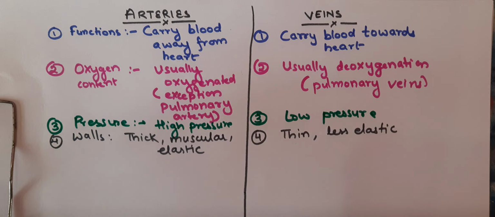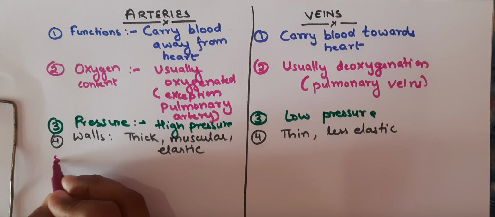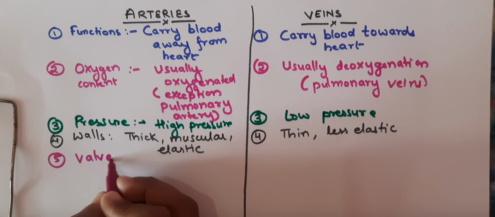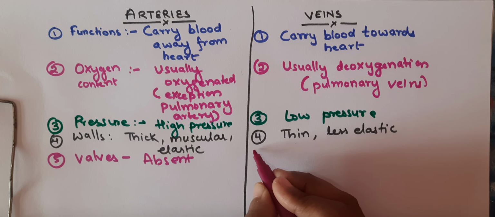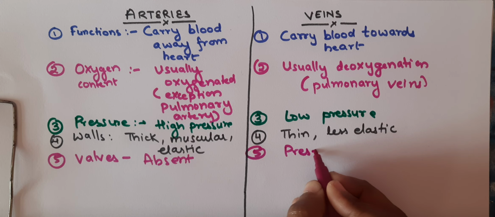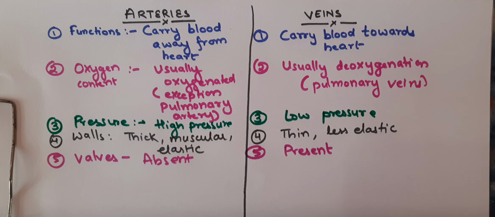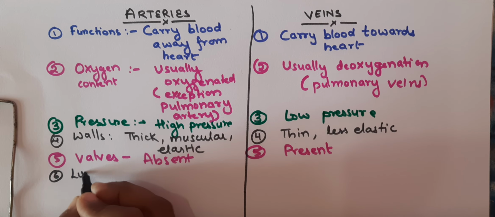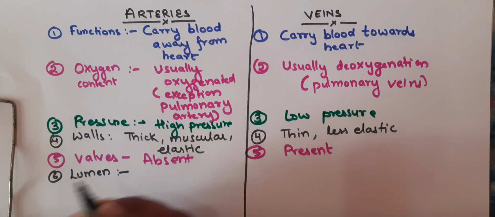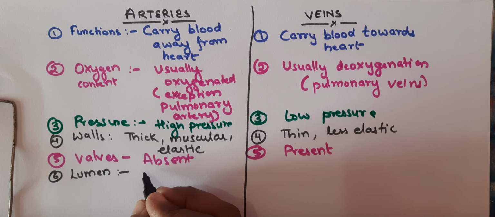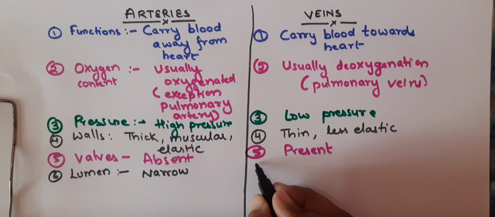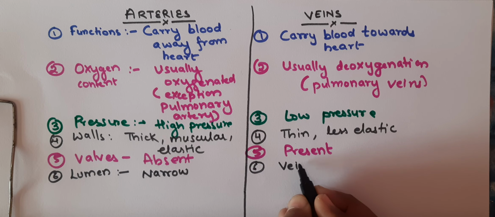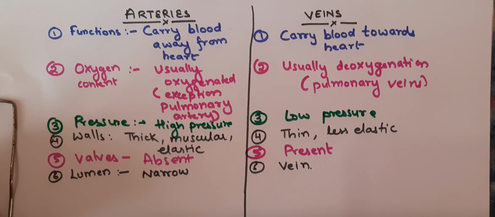And if we talk about the valves, the next difference, then the valves are absent in the case of the arteries, and the valves are present in the case of the veins. And why are they present in the veins? To prevent the backflow. Now, if we talk about the lumen, then also there is a difference between the arteries and the veins. The lumen of the arteries, students, is narrow, whereas the lumen of the vein is wide. So this is the sixth difference between the two.